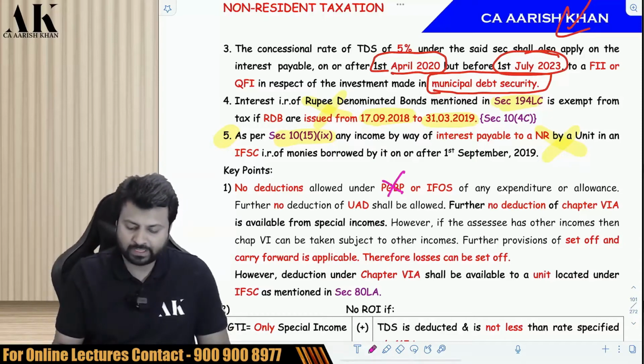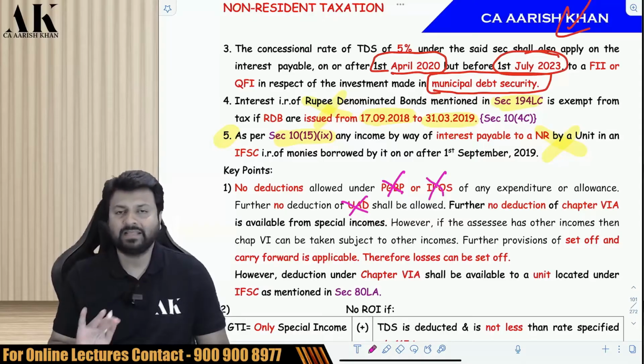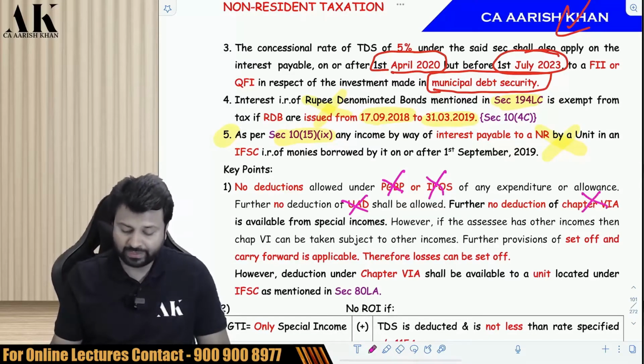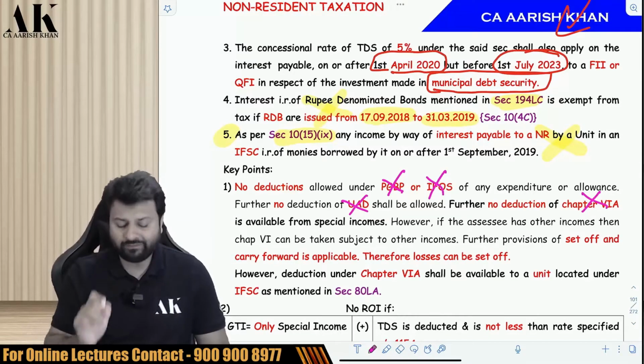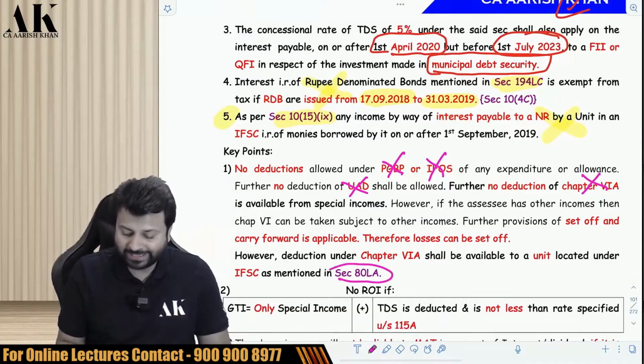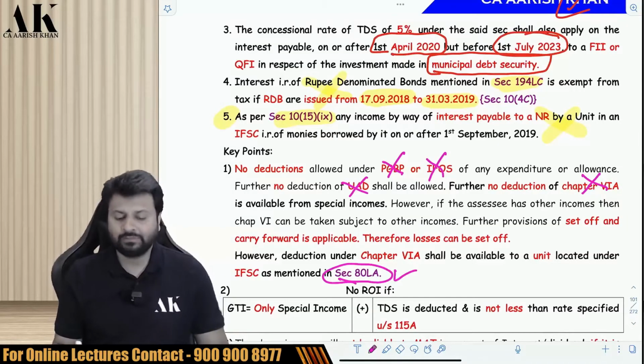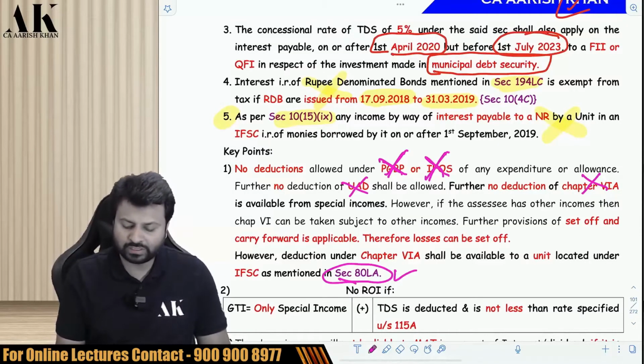No PGBP deduction, no IFOS deduction, no UAD. Nothing will be allowed. No chapter 6A will be allowed. But only one chapter 6A deduction will be allowed, that is ATLA. This will be allowed. Apart from that, no PGBP deduction, no IFOS, no UAD.